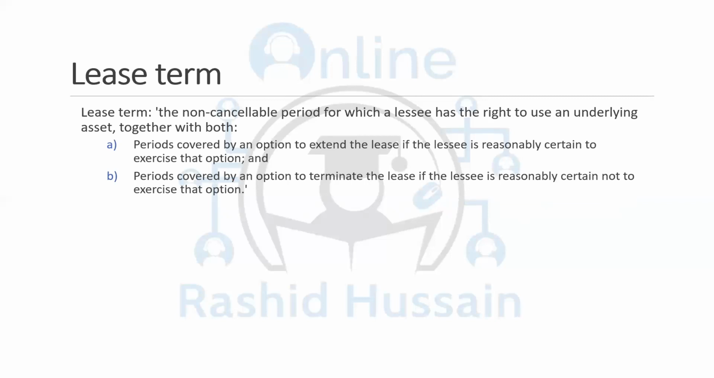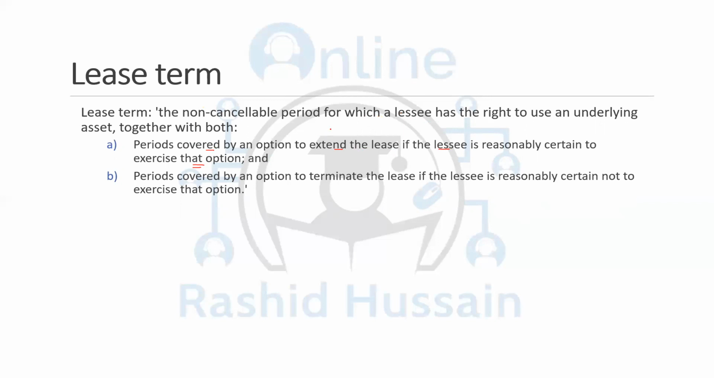Then we have the lease term. What is the lease term? The lease term is the non-cancelable period for which the lessee has the right to use an asset, for example 5 years, 4 years, 6 years, whatever, together with periods covered by an option to extend the lease if the lessee is reasonably certain to exercise that option. Now, this is the concept of the primary and the secondary lease period.